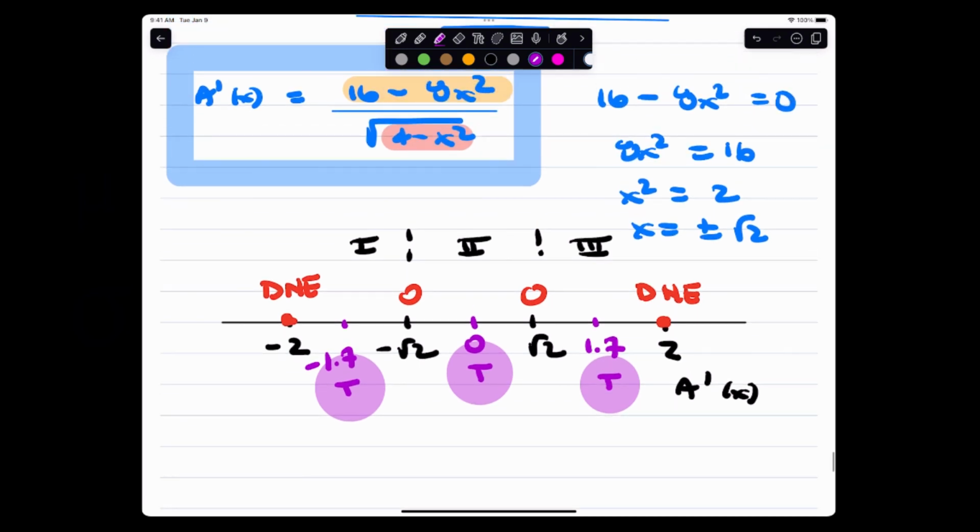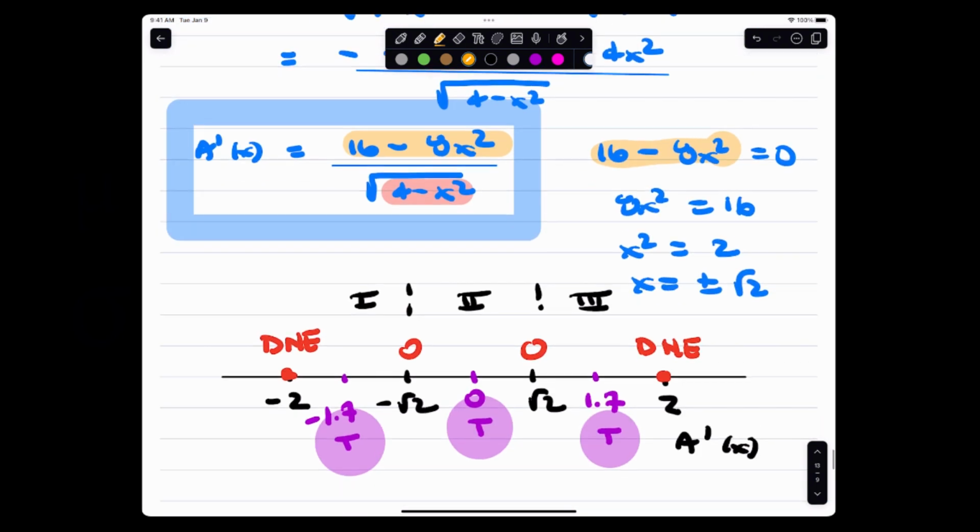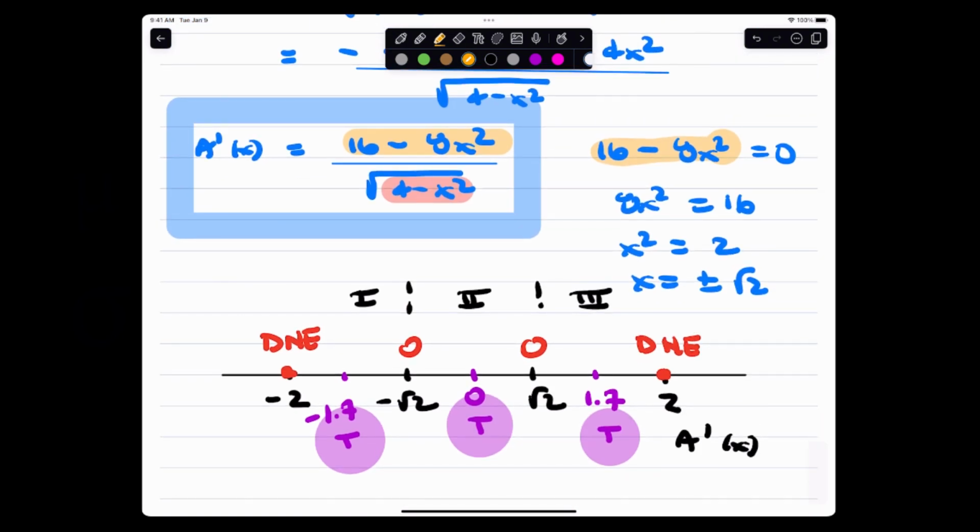So double check, ladies and gentlemen, see if we're okay with this. Does that look okay with you guys? Okay, now check here. If we plug in 0 there for that test point, what do you guys get? Is that positive?